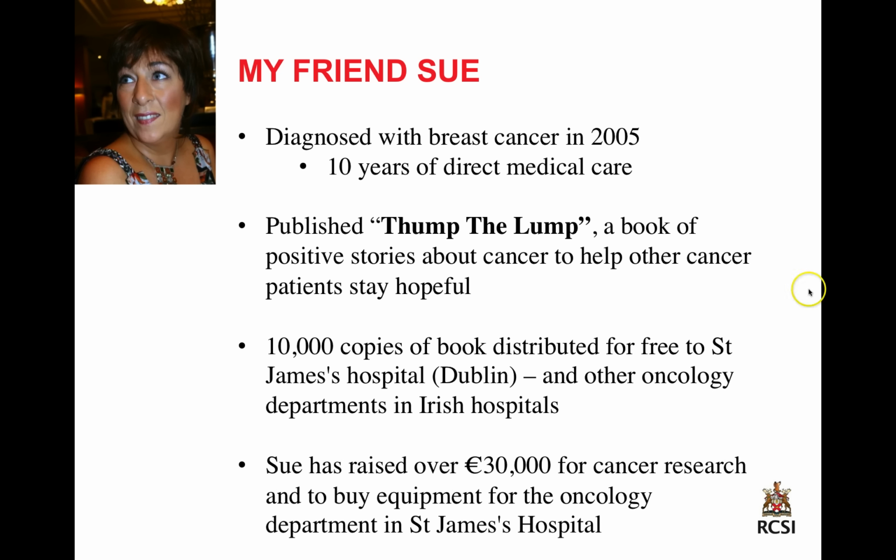But Sue is not the type of person to sit around and do nothing. Sue is quite vocal. Sue is very organised. Sue has lots of friends. Sue is what you would call a classic networking type of person. So Sue's published a book where she collected positive stories from cancer sufferers to help other patients stay hopeful. And there is no doubt that part of all medicine is other people's stories, how they coped, what they did, how they faced their fears, how they overcame them.